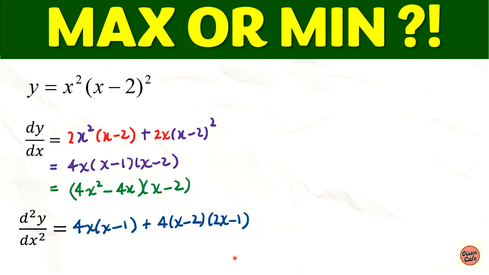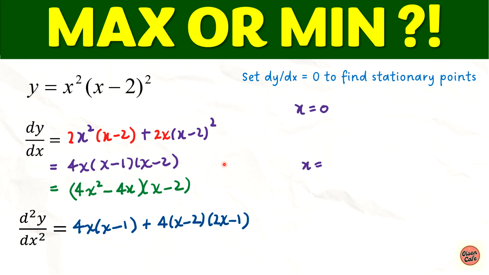At this point, I will just leave it as it is, and I'm going to move on to determine whether it is a maximum or a minimum turning point. But before we can do that, we need to set dy/dx equal to 0 to find the stationary points. So I focus on my dy/dx over here. As you can see, I have three terms, which means I have 4x, x minus 1, and x minus 2. By equating this to 0, I will be able to get three stationary points, which are x equals 0, x equals 1, and x equals 2.